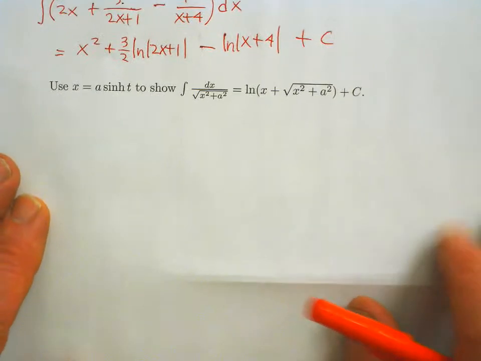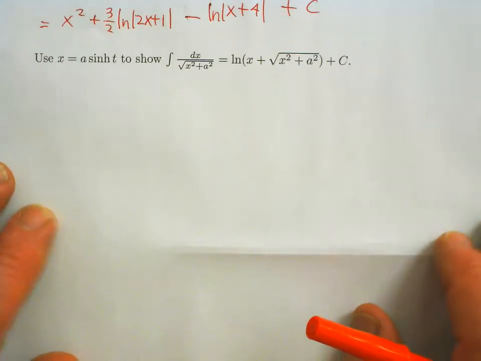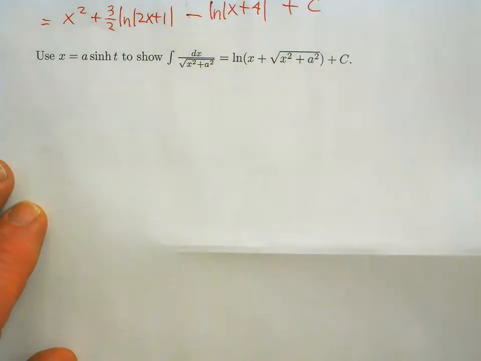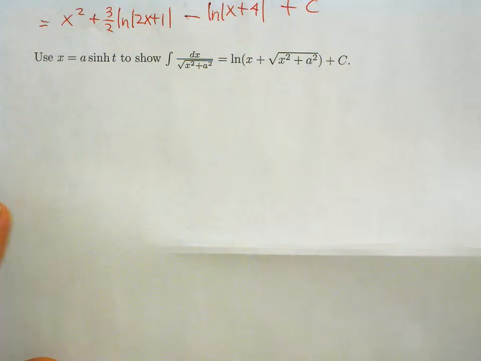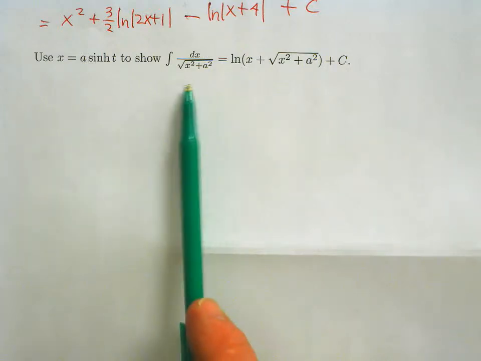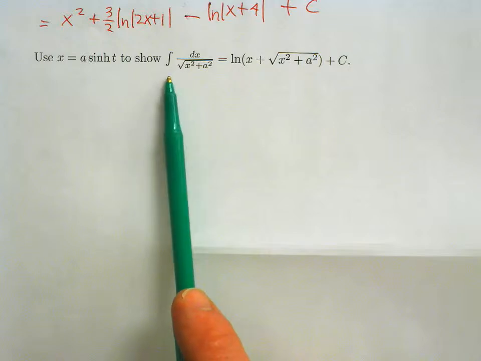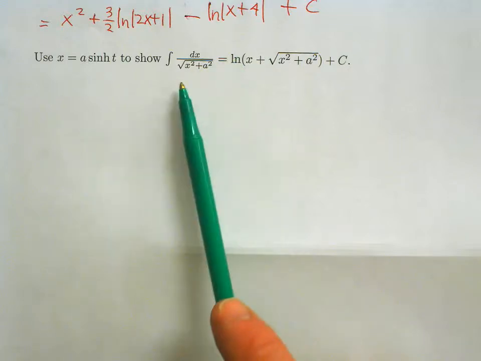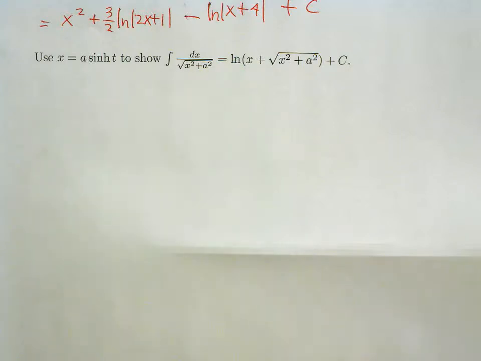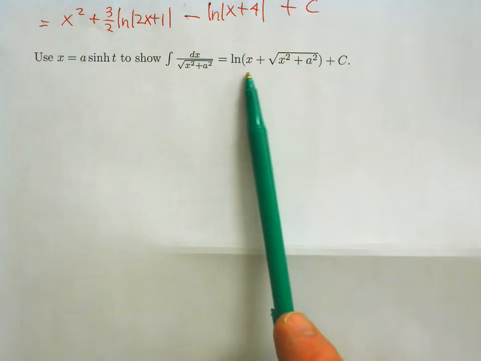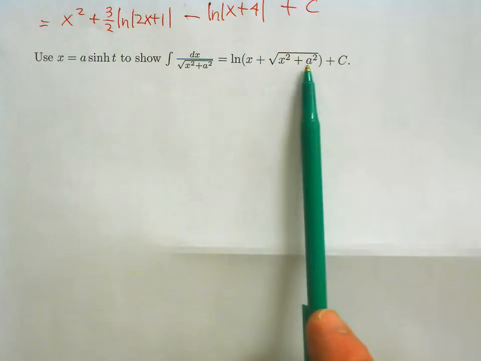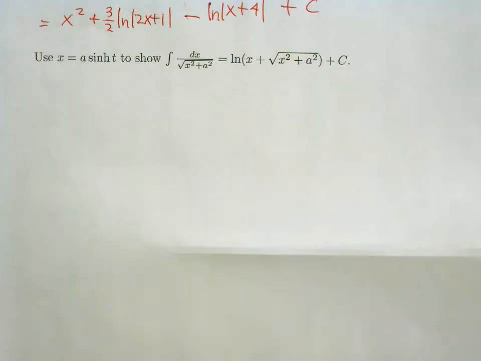Okay, the last one, the last problem. Use x equals a times the hyperbolic sine of t to show that the indefinite integral of dx over the square root of x squared plus a squared is equal to the natural log of x plus the square root of x squared plus a squared plus a constant.